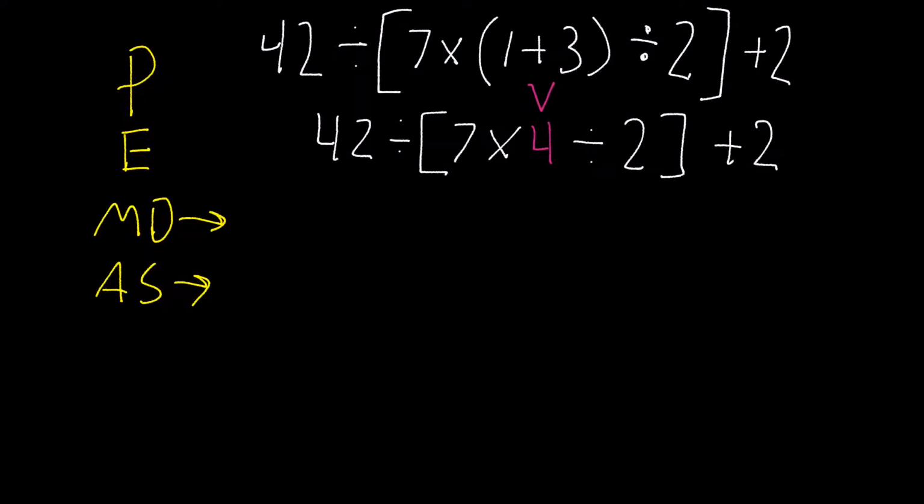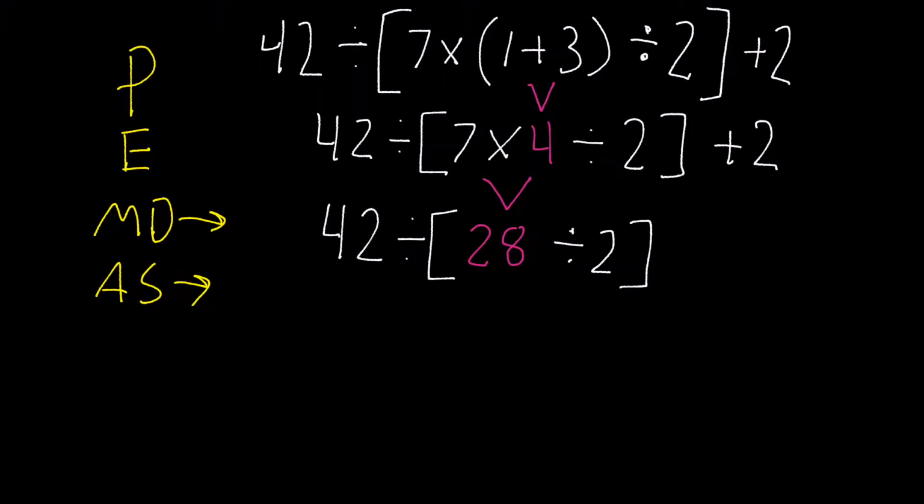Our order of operations says multiplication or division from left to right. So starting over here and working our way that way. Well, if we're inside those parentheses, we hit the multiplication first. So we're going to take care of 7 times 4 first. 7 times 4 is 28. Now I can rewrite everything else. 42 divided by bracket 28 divided by 2 end bracket plus 2.